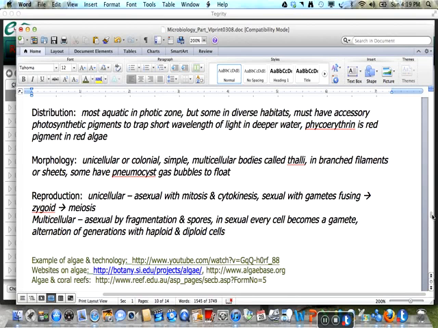They are unicellular or colonial and may have simple or multicellular bodies called thalli. They grow in branched filaments or sheets, and some will have pneumocysts, which are gas bubbles allowing them to float. Unicellular organisms can do asexual reproduction with mitosis and cytokinesis, or sexual reproduction with gametes fusing to form a zygote for meiosis. The multicellular organisms may do asexual reproduction by fragmentation and spore formation. In sexual reproduction, every cell becomes a gamete.